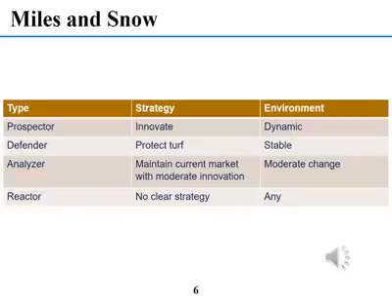So don't be a reactor, but the other 3 types are prospector, defender, and analyzer. The differences in these types are based on whether the environment is stable or dynamic, and whether their strategy is based on protecting their turf, maintaining their current market status, or truly innovating. So prospectors are the companies that focus on developing new products, new innovations, creating product development strategies, and possibly even diversification strategies, and doing so in very dynamic environments.